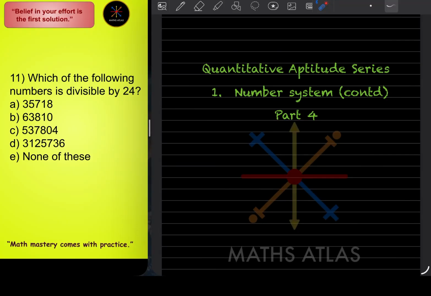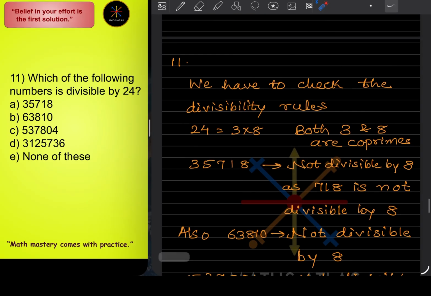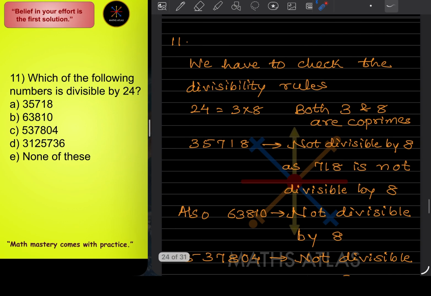So today let us start with part 4 of the Quantitative Aptitude series. Now let us see question number 11. Which of the following numbers is divisible by 24? And the options are given.